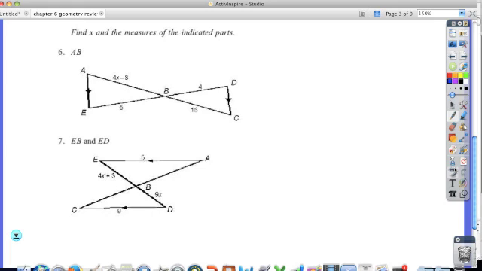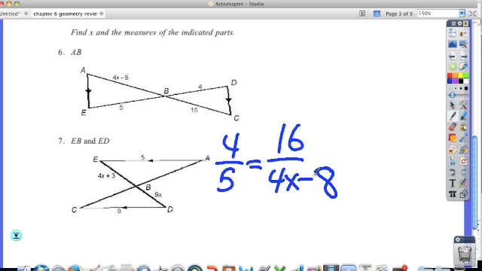Donald, how could I have set this up? So anyways, you did the opposite. What I did was 4 over 5 equals 16 over 4x minus 8. So basically what I did was 5 times 16 equals 4 times 4x minus 8. That's true, you can set up the proportion many different ways. Any other questions on this problem?